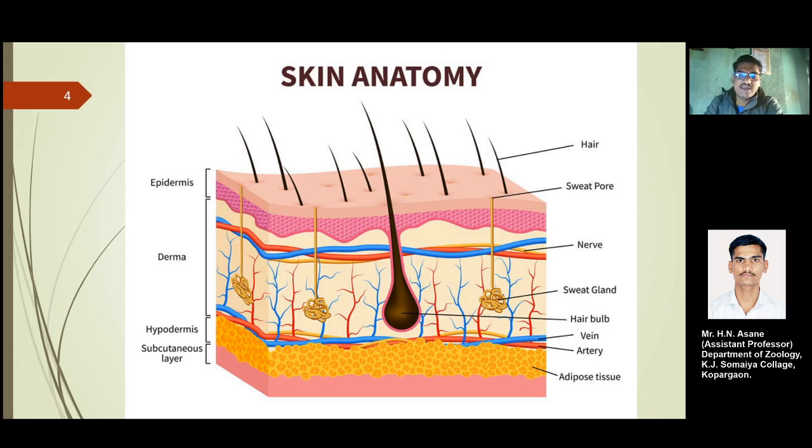As you can see, the hair, sweat pores, nerves, sweat glands, and hair bulb are the origin of the trichomes or the hairs from the skin itself, from the dermis. We will see all this in detail one by one. The hair bulb, veins, arteries, and the adipose tissue are comprised in the hypodermis. The dermis layer has the nerves, sweat glands, and hair bulbs, that is the root hair, and it comprises the pore for the sweat glands and the hair shafts.